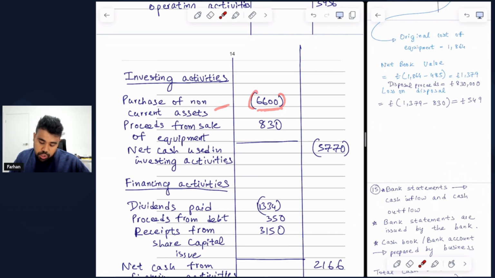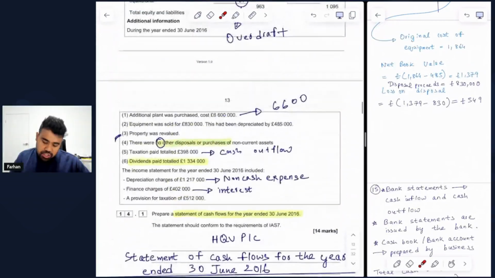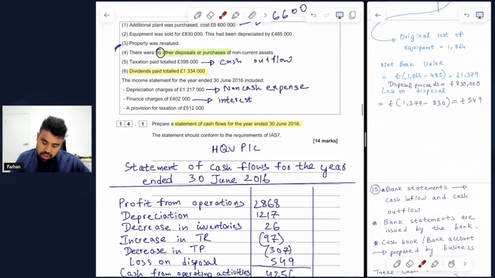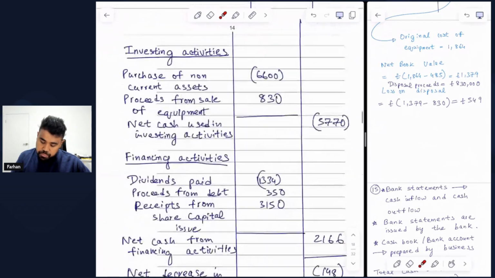Then we are including the proceeds from sale of equipment, which is 830 shown as a positive number here. Why? Because if you're selling the equipment, based on additional information number 2, you are selling it for £830,000, which refers to a cash inflow. This is the money you are getting by disposing of this equipment. So this refers to a cash inflow and therefore is added here under the investing section.